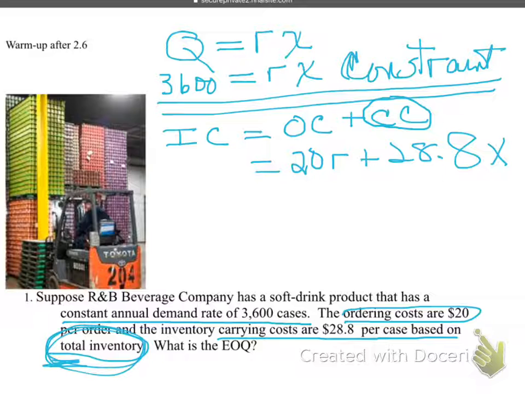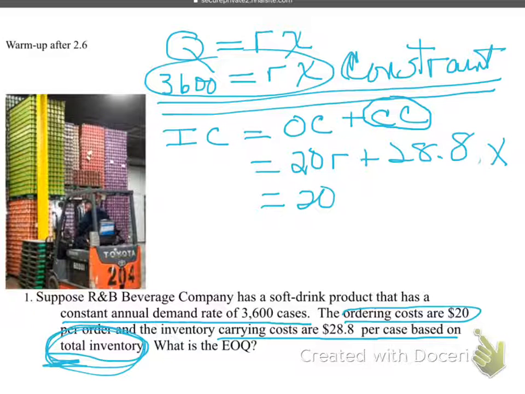All right, now what I'm noticing is I have 2 variables. One is an R and one is an X. I have to use my constraint to switch one of them out. So what if I switch out my R? If I switch out my R and have everything in terms of X, this is what I would get: 20 times R. Now how am I going to switch it out? I'm going to use my constraint just like I always do. So R equals 3600 divided by X. Make sure you know how I got that.